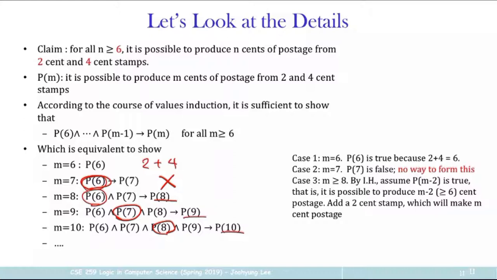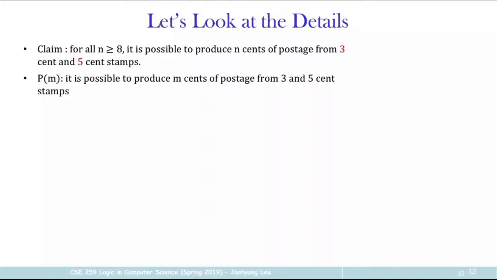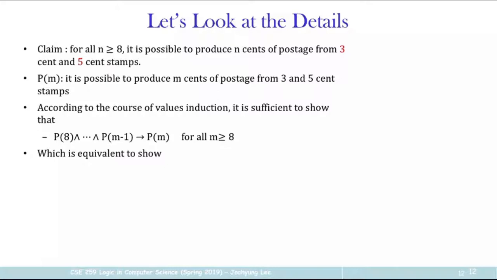Okay. So then, what was going on with this one? Same as before, proving this for n greater than or equal to 8 is proving this case. So assume starting from P of 8, P of 9, up to P of m minus 1. Let's assume that these are all true, then we can create m-cent postage. Again, try to instantiate this. When m equals 8, right, this is empty. So you have to prove P of 8 directly.